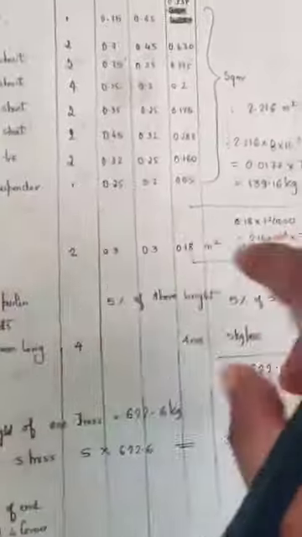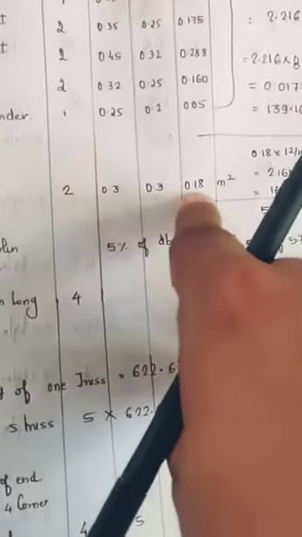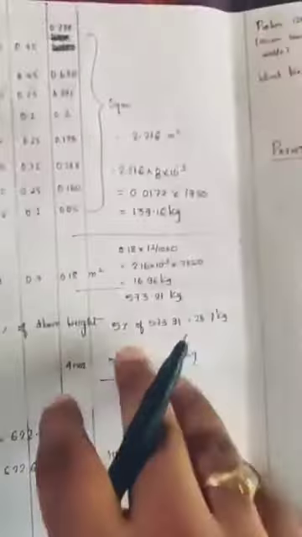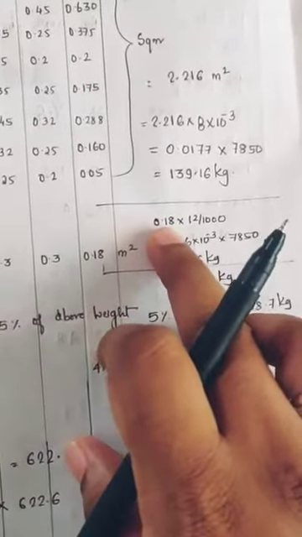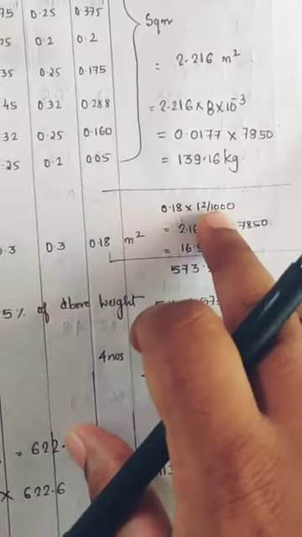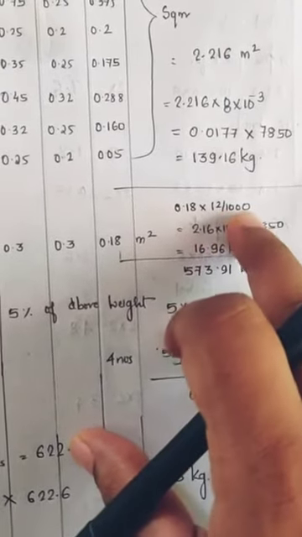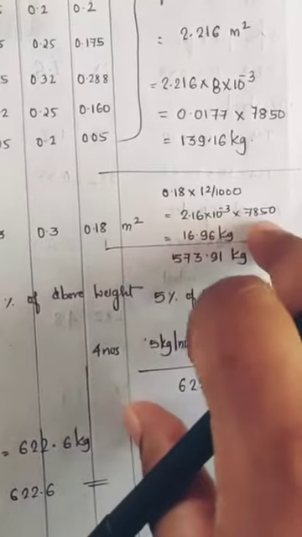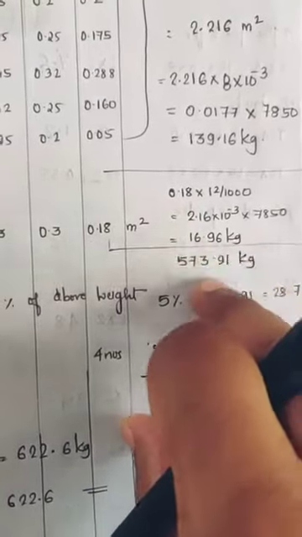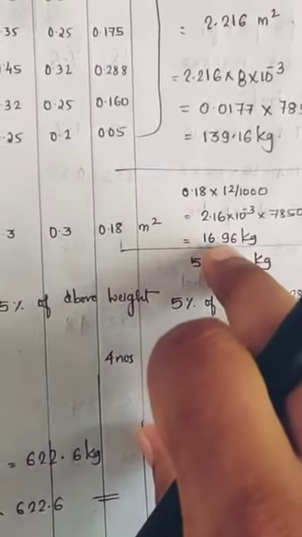0.3 is the length, 0.3 is the width, so you get that in meter square. Once you get this in meter square, 0.18 meter square, multiply that with the thickness. We already know base plate thickness is 12 mm, divide by 1000 to make it in meters. So you'll get this, multiply that by 7850, you will get in kgs. So this is the steel quantity for base plate.